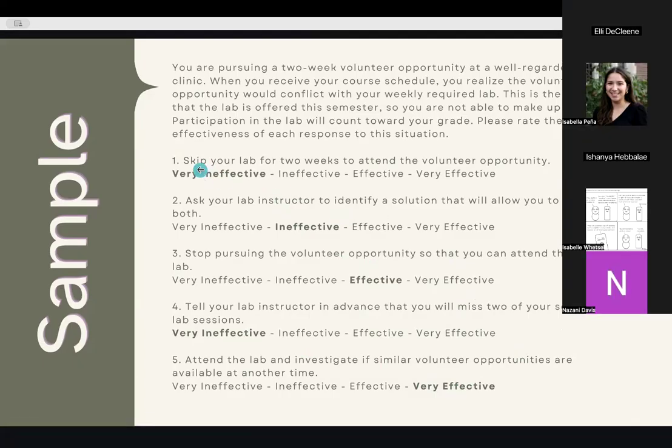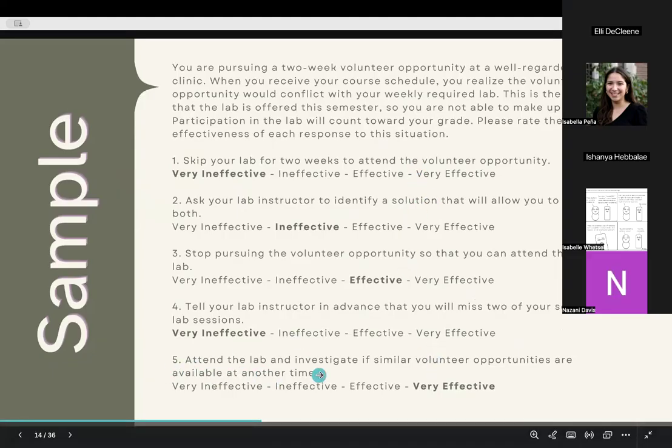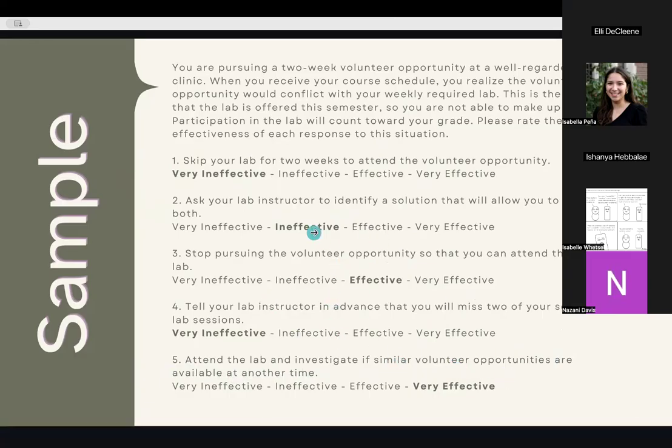So for example, if you skip your lab for 2 weeks to attend a volunteer opportunity, that's very ineffective. That seems pretty straightforward. We don't want to just skip our lab to go to the volunteer opportunity. And something that would be very effective would be number 5 here, which is attend the lab and investigate if similar volunteer opportunities are available at another time. And then we have the in between, where some are ineffective, but maybe not very ineffective, and so forth.